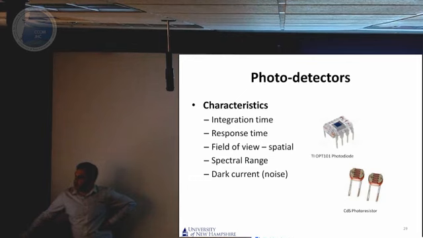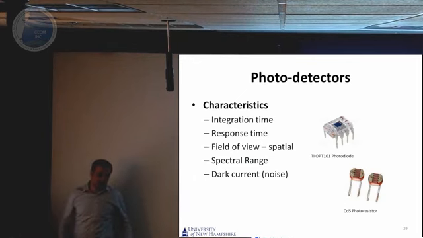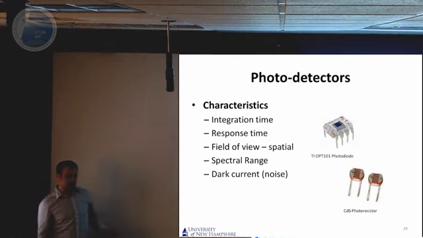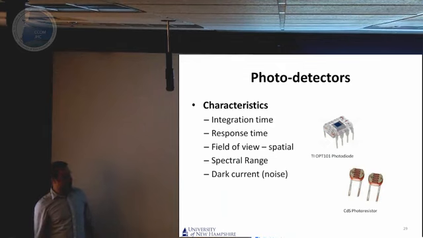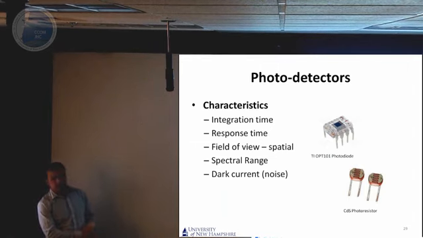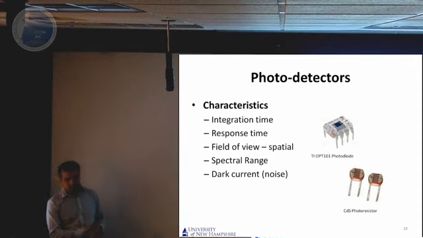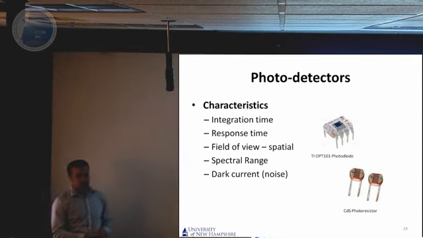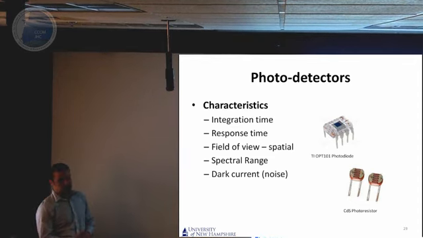To talk about photodetectors, what we used in our experiments was a spectrometer, because we are interested in the wavelength spectral range. But now I'll talk about what we're potentially going to use in the future. The characteristics of the photodetectors are, first, the integration time. Integration time is basically the time that the photodetector is exposed to light. During that period, it collects all the light and then gives the output.